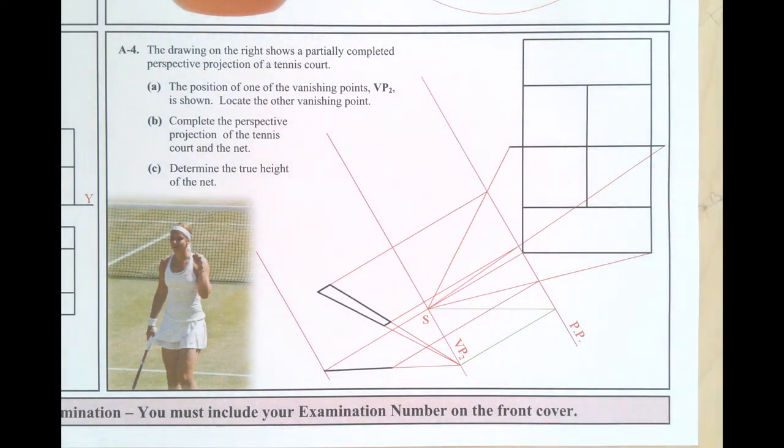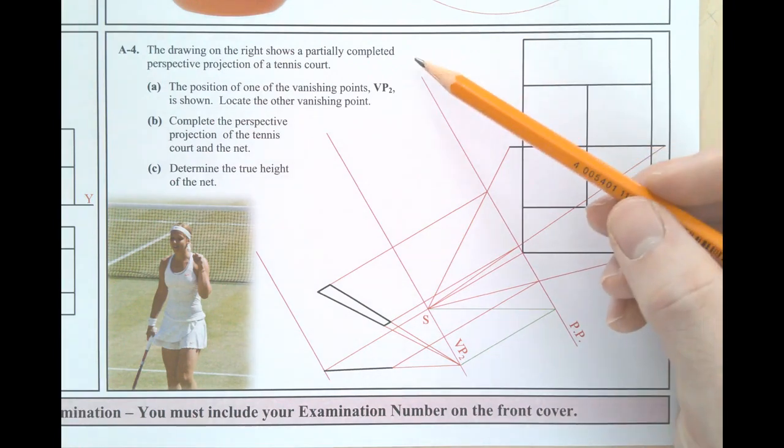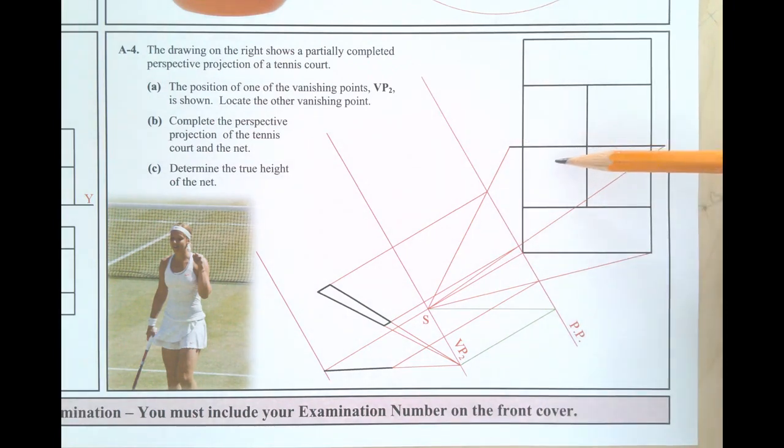This question is from the 2014 higher level DCG paper, and it's question A4 on perspective projection. The drawing on the right shows a partially completed perspective projection of a tennis court. The position of one of the vanishing points, VP2, is shown. Locate the other vanishing point.